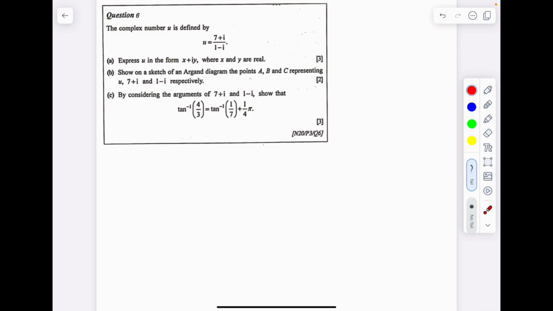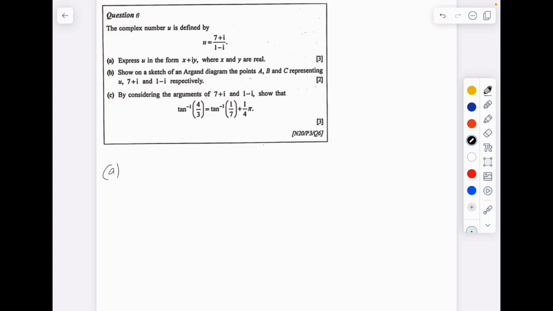Alright, guys, now for question 6, it says the following. So the complex number u is defined by u is equal to 7 plus i over 1 minus i. Express u in the form x plus iy where x and y are real. Okay, so how do we do this? Well, part A, express u in the form x plus iy where x and y are real.